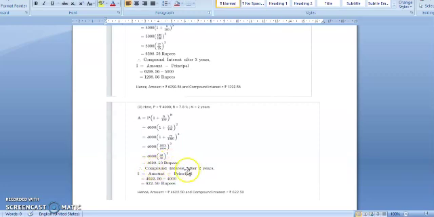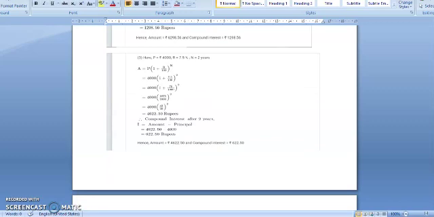4622.50 rupees, and then compound interest is calculated as amount minus principal. So this is the amount, 4622.50, minus principal amount, 4000. So you will get the final answer as 622.50 rupees. So write the amount and then the compound interest calculated.